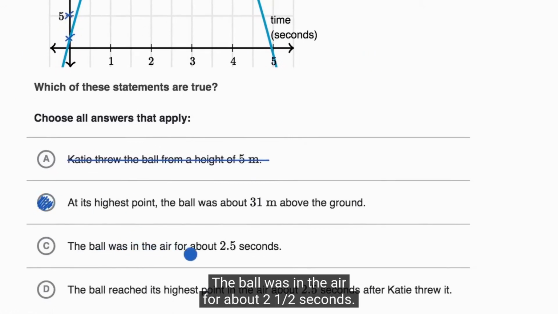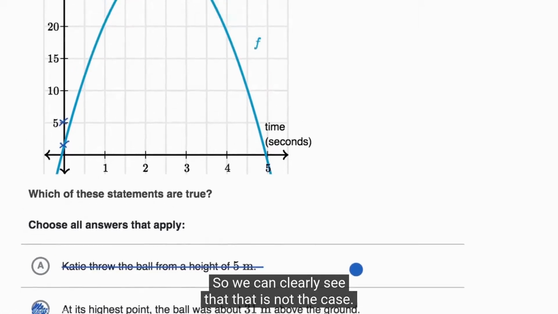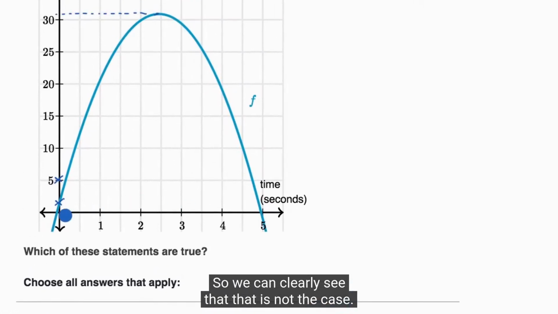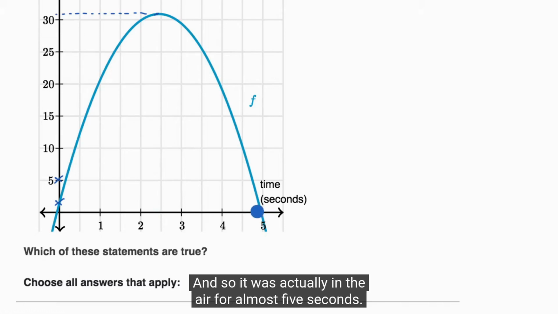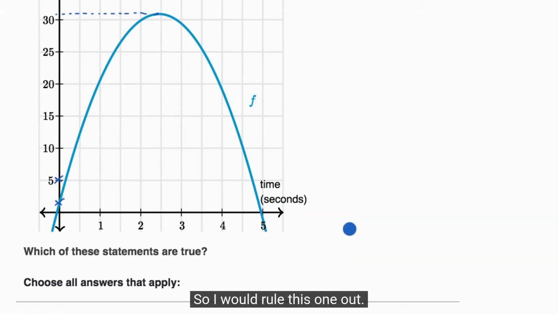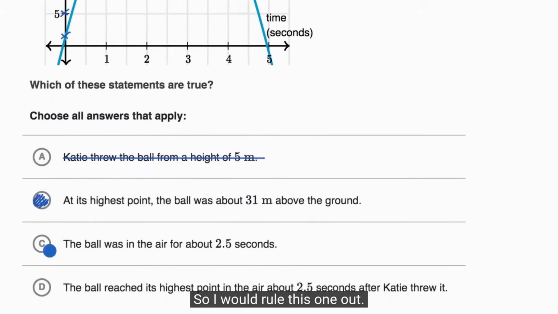The ball was in the air for about 2.5 seconds. So we can clearly see that that is not the case. The ball was going up for about 2.5 seconds, but then it was going down for roughly another 2.5 seconds. And so it was actually in the air for almost 5 seconds. So I would rule this one out.